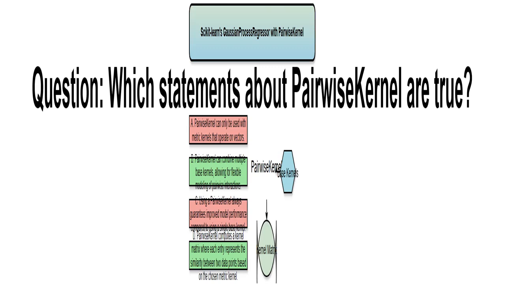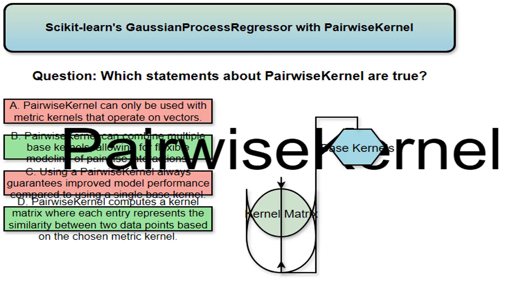I'm testing your knowledge about the PairwiseKernel in scikit-learn. We'll look at several statements and you tell me which ones are correct. This checks your understanding of how this tool works. PairwiseKernel is the star of this quiz. It's a function in scikit-learn that makes a table, a kernel matrix, showing how similar each pair of data points is. This similarity is measured using a base kernel function, which we select.